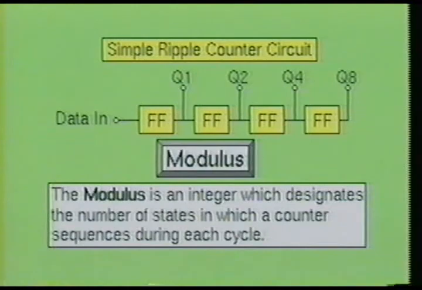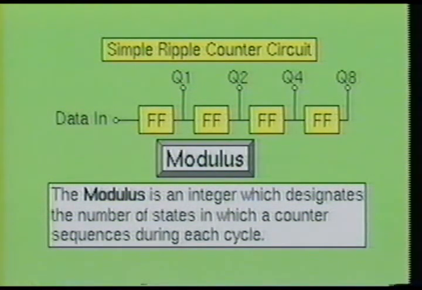So far, you have seen how flip-flops may be connected to count from 0 to the modulus number, or from the modulus number to 0. The modulus is an integer which designates the number of states through which a counter sequences during each cycle. But what happens if there are 2 numbers to be combined within the system? After all, this is what the computer does best.